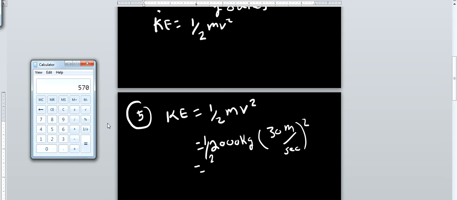So punch this into our calculator. 2,000 divided by 2 equals 1,000 times 30 squared. 30 squared is 900. So it was 1,000 times 900 equals 900,000.